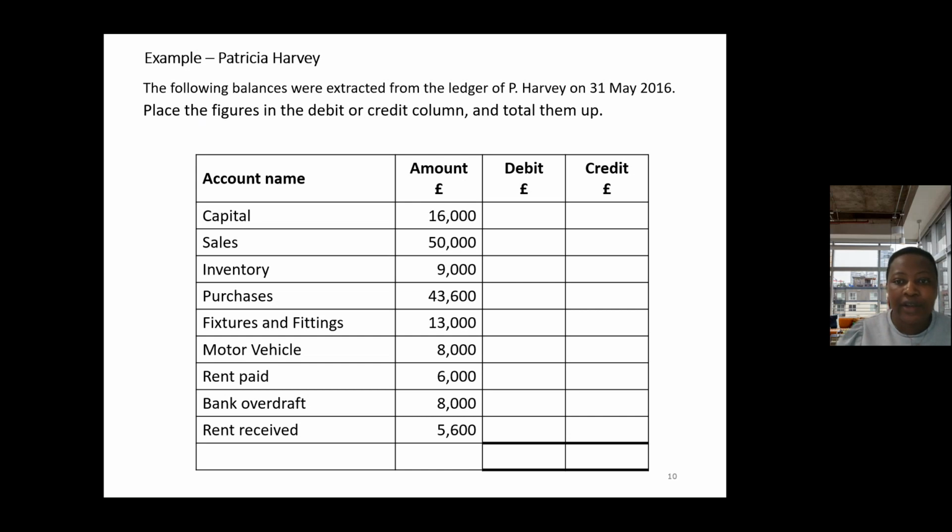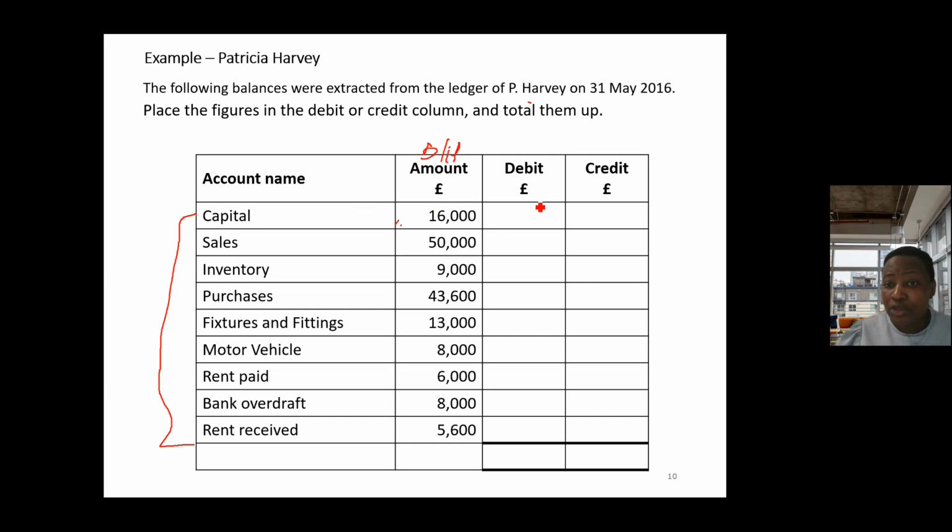Harvey, Patricia Harvey, on the 31st May 2016. We're told to place the figures in the debit or credit column and total them. So now the ledger accounts have been prepared, and this is the balance brought down on each of these ledger accounts. As we've been told, this is the ledger of P, and these are the brought down figures, the closing balances.